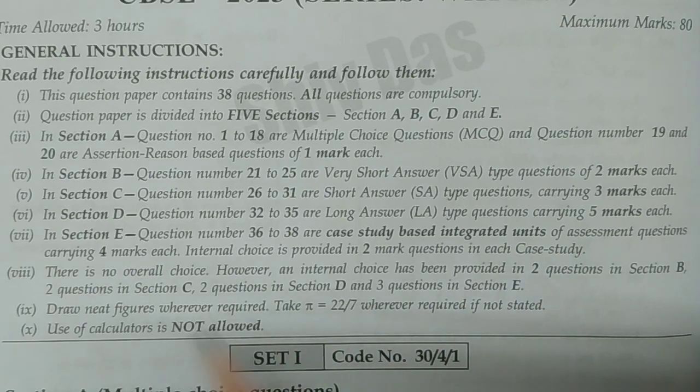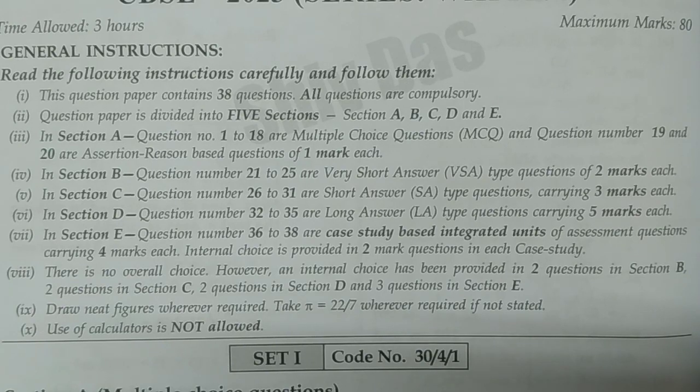Getting it? Now next, point number 8, there is no overall choice, however an internal choice has been provided in 2 questions in section B, 2 questions in section C, 2 questions in section D, and 3 questions in section E. Now ninth, draw neat figures wherever required. Take pi equal to 22/7 wherever necessary, if not stated otherwise. Now 10th, use of the calculator is not allowed. So using a calculator or any electronic devices is not allowed in the examination. So you are also aware of all these things.